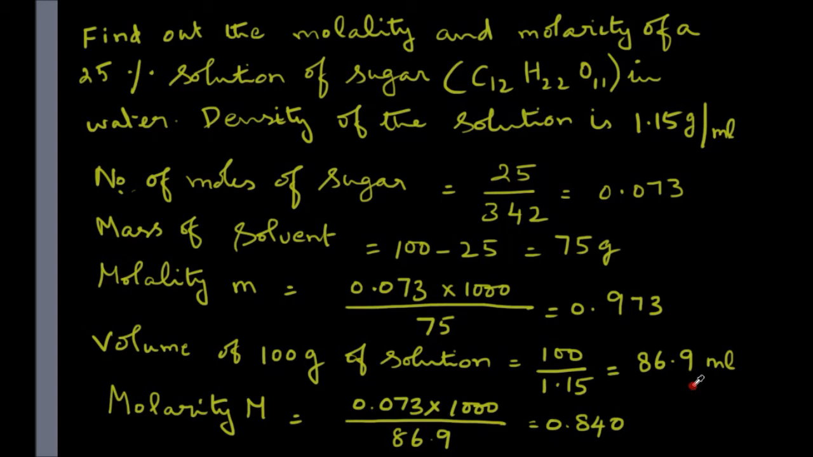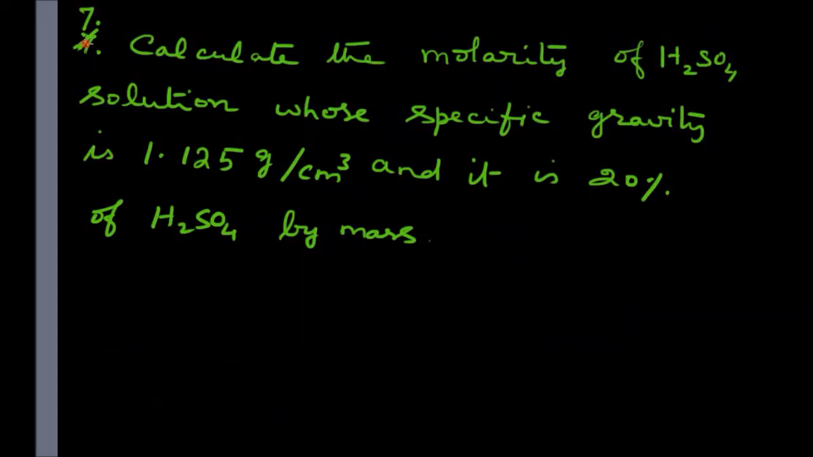The seventh problem is: calculate the molarity of sulfuric acid solution whose specific gravity is 1.125 gram per centimeter cube, and it is 20% sulfuric acid by mass. Specific gravity is nothing but density, and again I have used the unit gram per centimeter cube for density. It is the same as gram per ml. So you can work out on similar lines and get the answer.